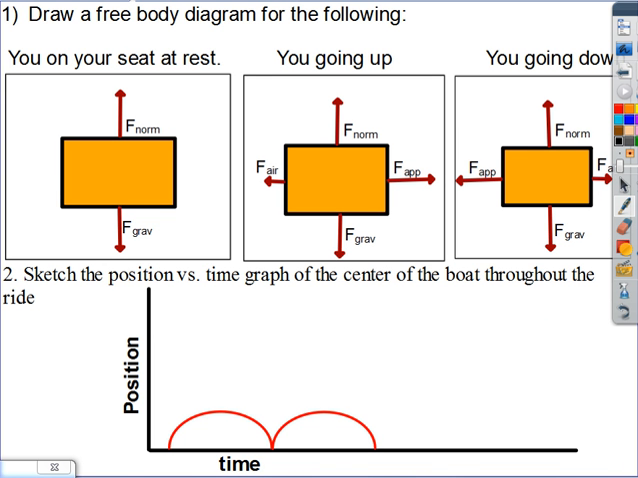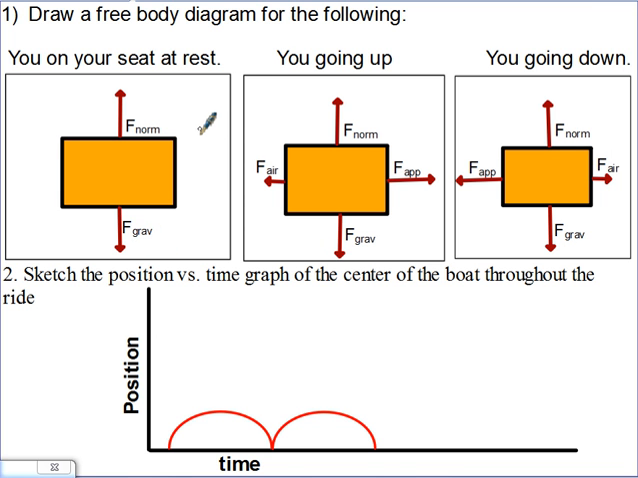Alright, first thing I want you to do is draw free body diagrams. These are the boxes with the arrows. When you're sitting still, you have gravity pulling you down and the normal force holding you up. When you're going up, again, gravity's pulling you down, normal force holding you up, an applied force from the engine going up that way, and then air resistance is always opposite of the applied force. And when you're going back down, again, gravity pulling you down, normal holding you up. This time the applied force is in the opposite direction, and air is opposing the applied force.